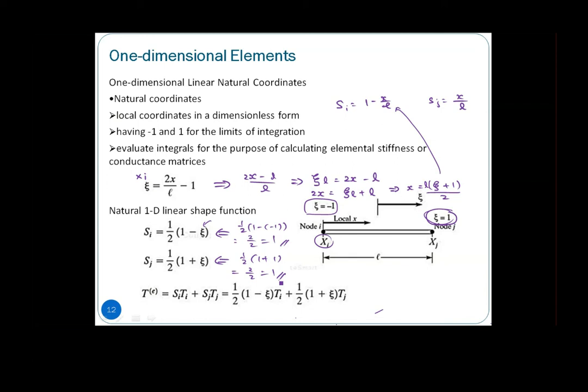Right? So if you have this Si and Sj in what we call linear shape functions, then the shape function equation will be Si ξ_i plus Sj ξ_j. So substitute into it, then you will get this particular formula. This is your Sj, this is your Si.